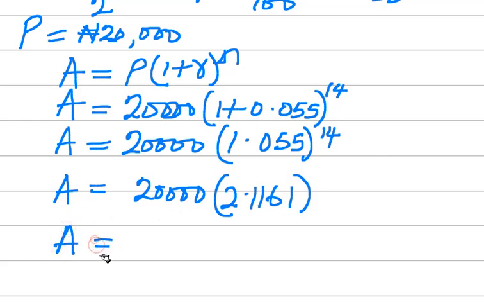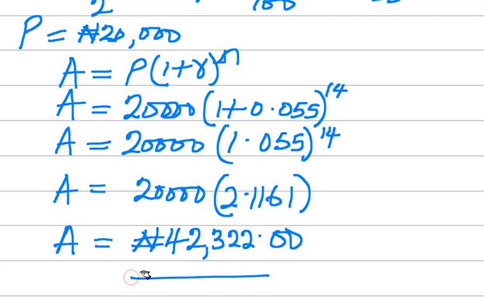So A should be equal to 20,000 times this. We can leave this to 2 decimal places. Let's go to the calculator right now. 20,000 times 2.1161, and this will give us 42,322 naira. So this should be the final answer, 42,322.00. You can take this to be the final answer. This is the total worth of investment.